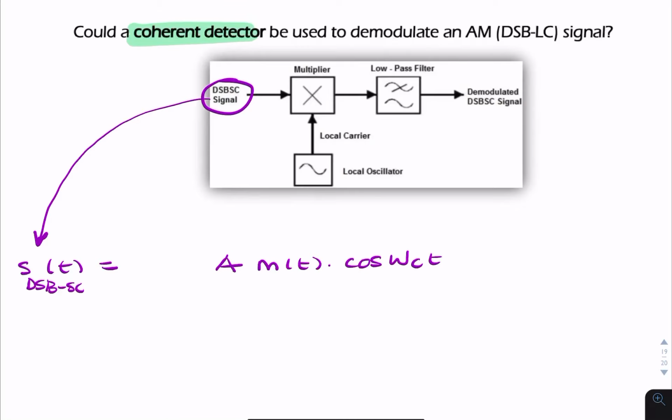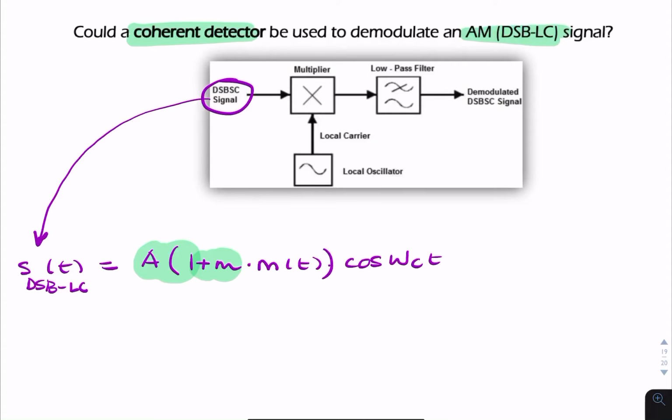Now, the question is, can we use it for a DSB large carrier? So to add the carrier term, if we replace SC with LC, all you would do would be to multiply by the modulation index and then add DC. So it would look something like that. So the only thing we've added is that. Now, if we follow the signal as it goes through the demodulator, we should be able to see whether or not it's recoverable.